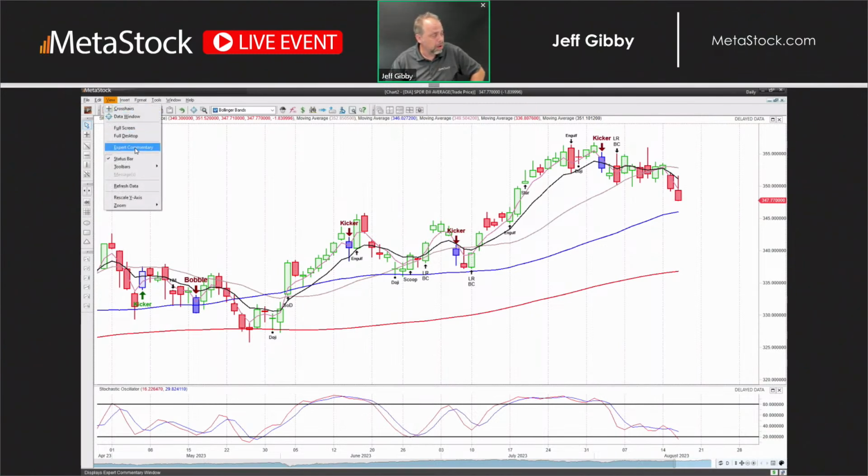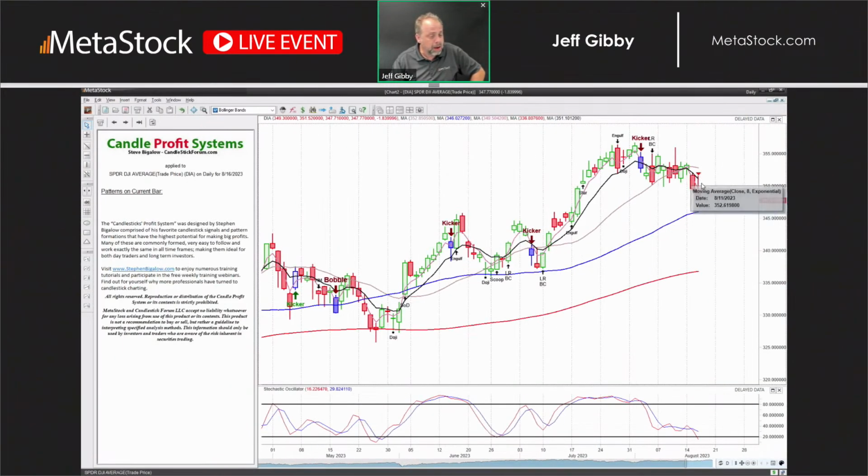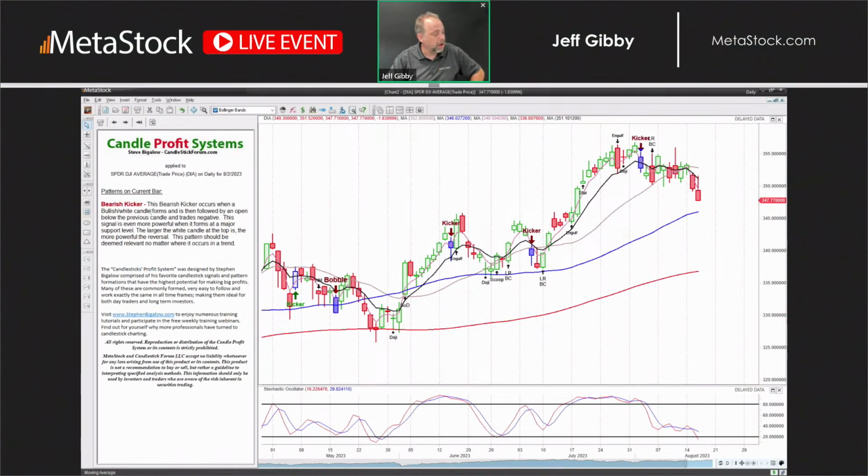And the other thing that we've got in here, before I show you how the scanning works, Satish, is if I go to View and go to the expert commentary, any day where I actually have a pattern, it's going to tell me what that pattern is and give me a detailed explanation. There's not going to be one today because we're not recognizing a pattern today. So I'm going to go back a little bit to this kicker right here. It says this is a bearish kicker. This bearish kicker occurs when a bullish white candle forms and is then followed by an open below the previous candle. So it tells you exactly what the pattern is and where we're finding it.